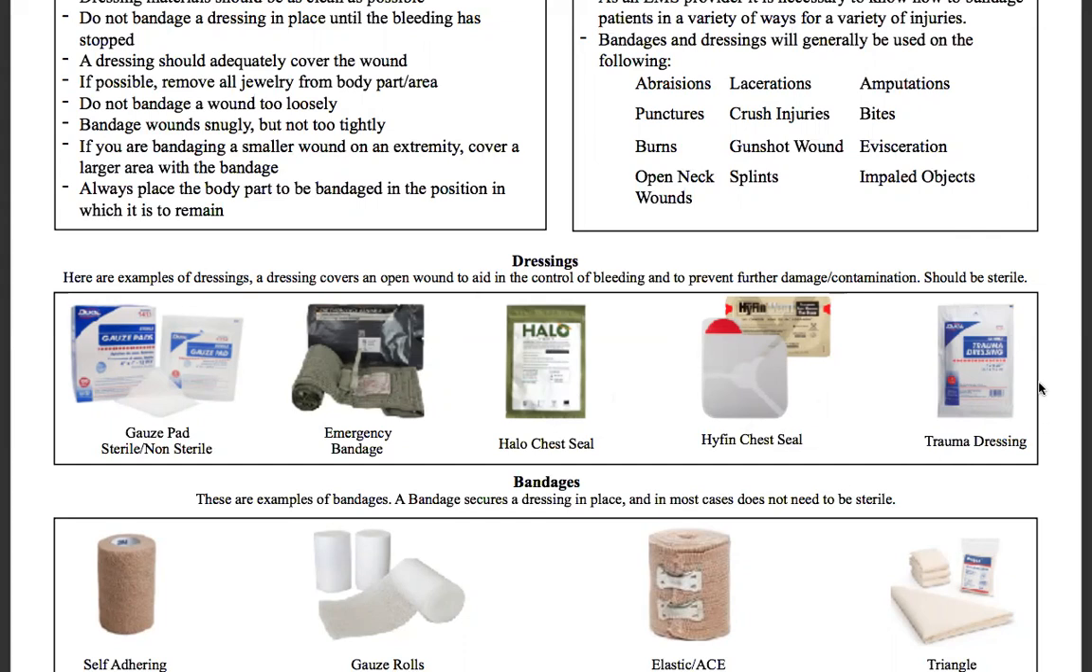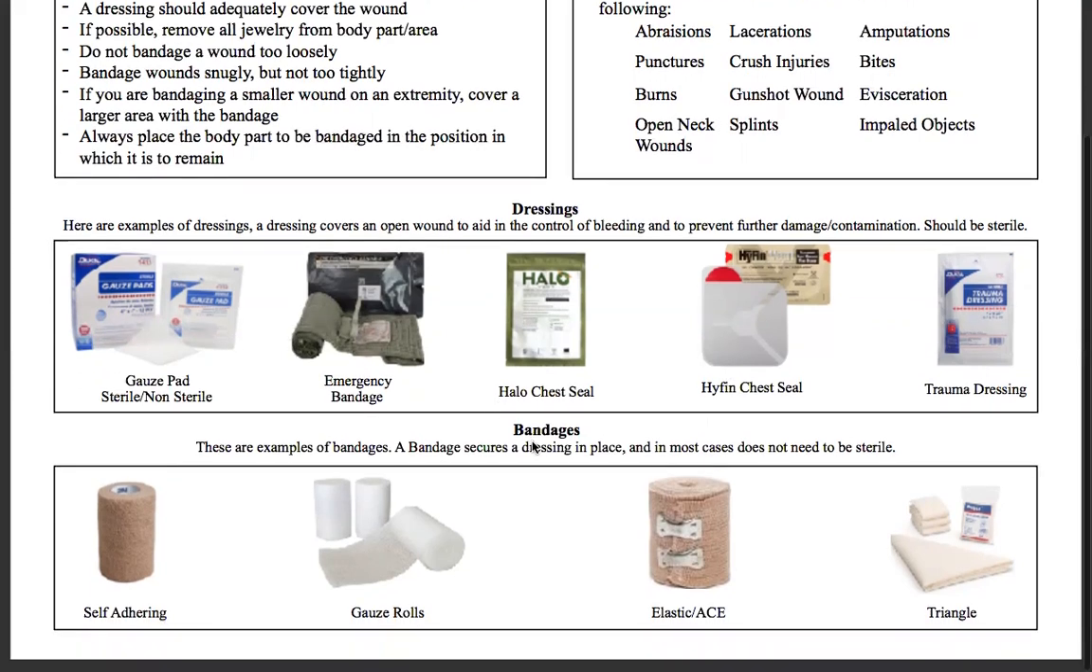And over here you have just a standard trauma dressing, sometimes called an abdominal pad, depending on the size. But these are all sterile. Trauma dressing, sterile; hyphen, sterile; the halo, sterile; emergency bandages, sterile; and then you've got your sterile gauze pads. Now we have bandages down here. So these are some examples of bandages. And again, a bandage secures a dressing in place. In most cases, it doesn't actually have to be sterile. It's not that important that the bandage is sterile. It's very important that the dressing is sterile.